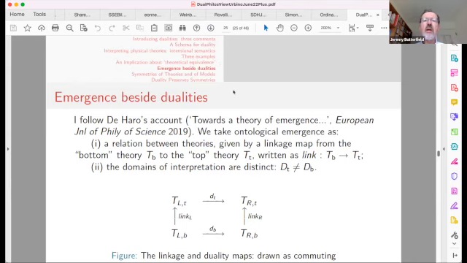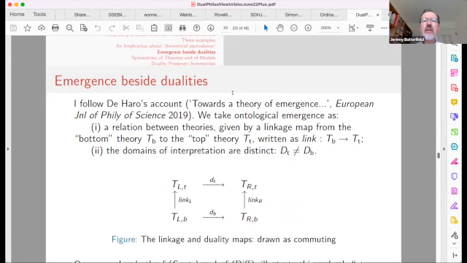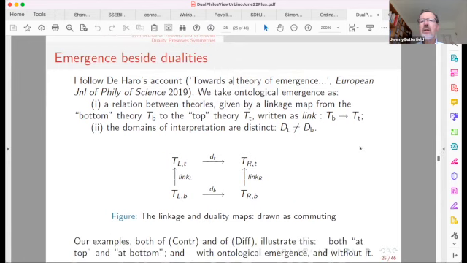My final comments then are about emergence. As I said at the beginning, emergence is a vague and even controversial notion. And I like Sebastian de Haro's account in the European Journal for Philosophy of Science three years ago, in which ontological emergence involves two things, two theories. One is emerging from the other. It is called the top one. The one from which it emerges is called the bottom one. So there's little b and little t in the subscript, and there is some sort of map or relationship between them called link, from the bottom theory to the top.